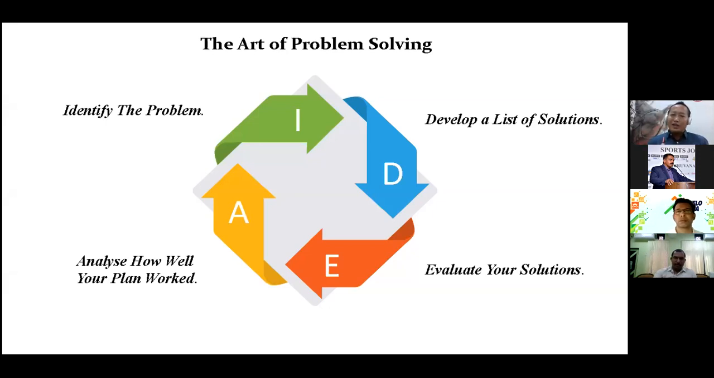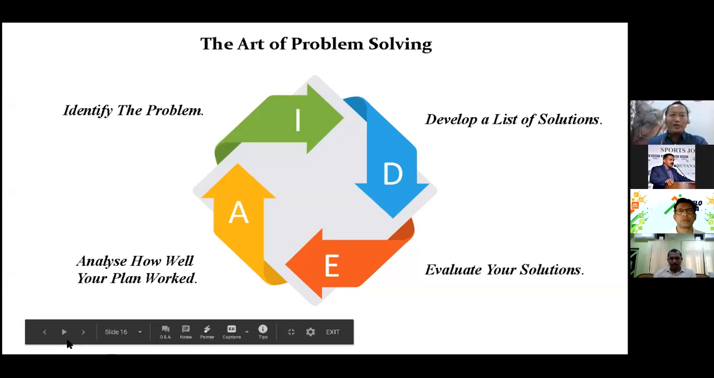And the third one is evaluate those solutions. Seriously go through it. Concentrate on how to solve the problems. Evaluate those solutions you have listed out. Don't just do it at random. Just look at the list you have made, and finally pick one solution that you are willing to try out. And A is for analyze. You try it out and then analyze how well your plan works, whether your solution is really effective in solving your problem.